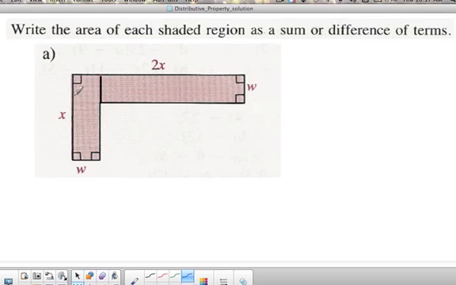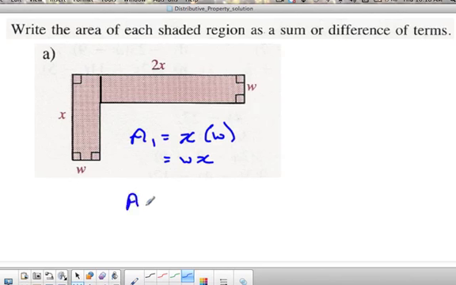So the length of this side is x, and the length of this side is w. So if we say that is area 1, it is going to be x times w, which is just wx. You could write it as xw if you want as well.